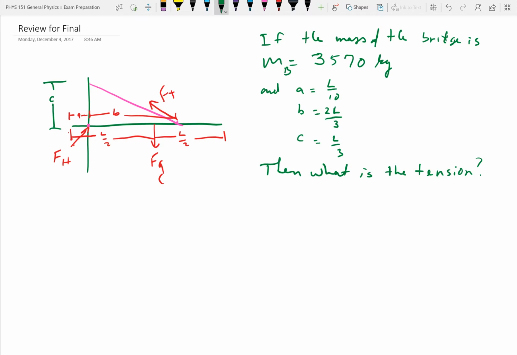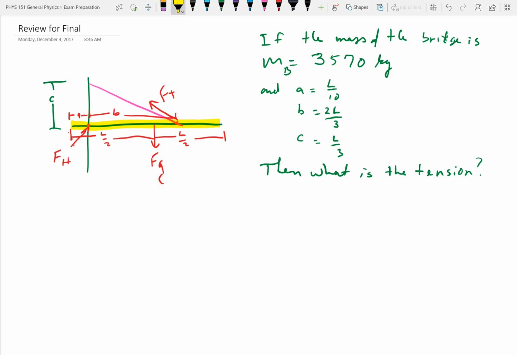Okay, so here's a standard torque problem. We're given the mass of the bridge, and then we're given dimensions for where everything occurs, and we're asked what the tension is. In this problem, I've marked all the forces that are acting on the bridge. I'll highlight the actual bridge so we see that a little more clearly. That's our object of interest.